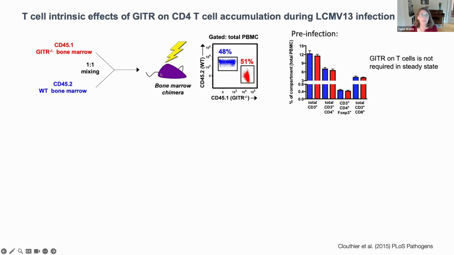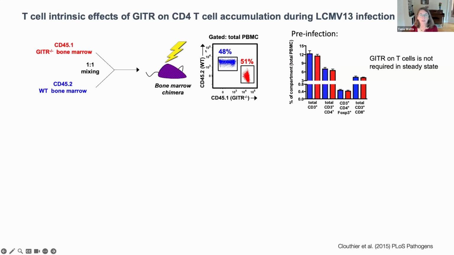The way this is done is you lethally irradiate a mouse, and then you give it back bone marrow to reconstitute the hematopoietic system. In this case, we're using a mixture of bone marrow from a wild-type mouse and a GITR knockout mouse. We can distinguish the cells that derive from these by using a congenic marker. The gene for CD45 differs by 1 amino acid that can be detected by antibodies.